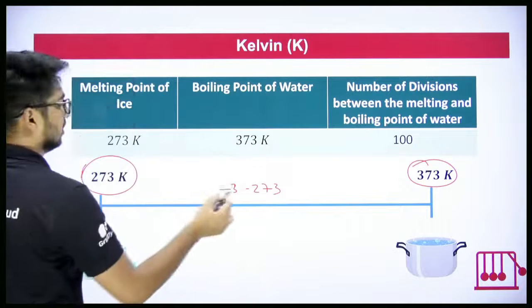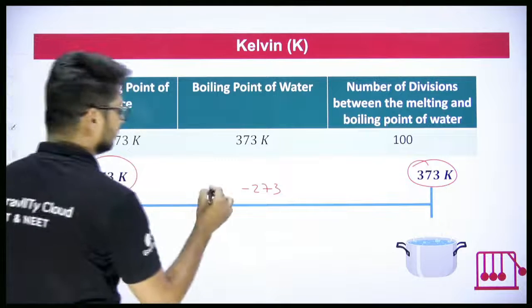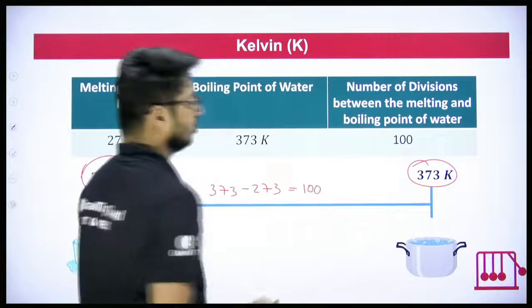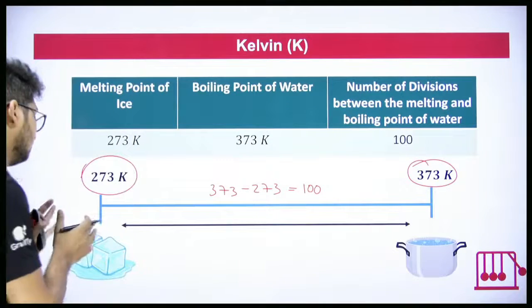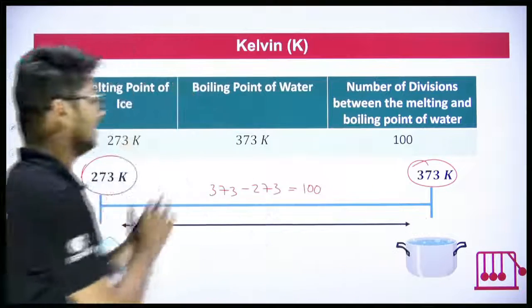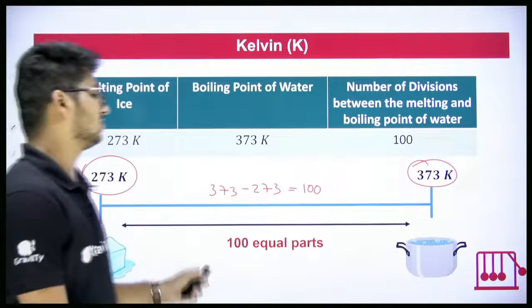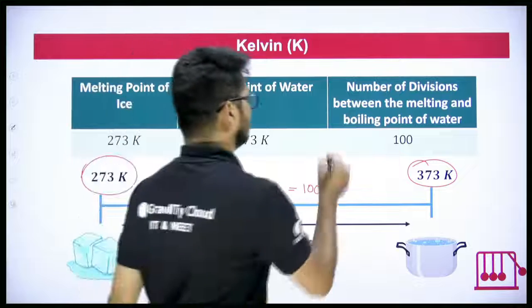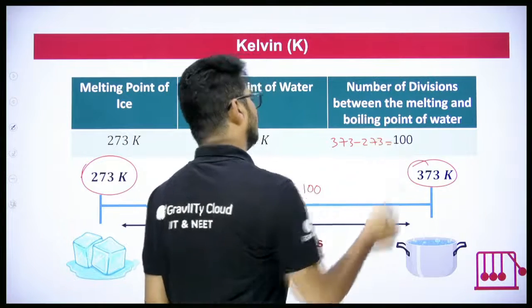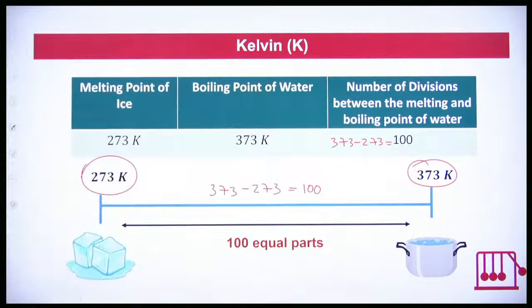373 minus 273. How much will that be? Yeah, that will be 100. So you divide the temperatures between the melting point of ice and the boiling point of water in the Kelvin scale into how many parts? 100 equal parts. You can write it down here. 373 minus 273 is equal to 100.